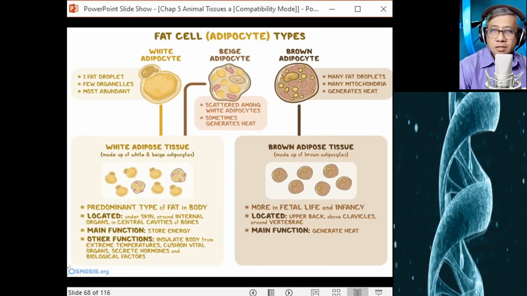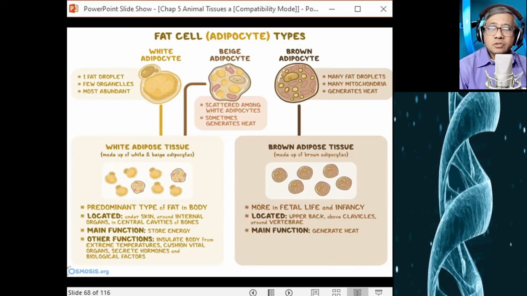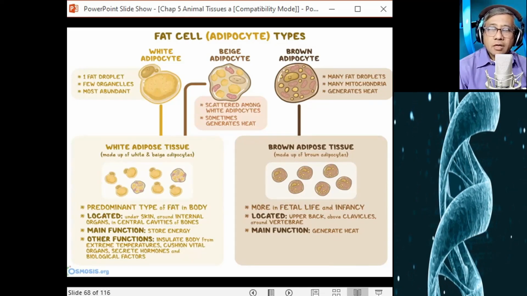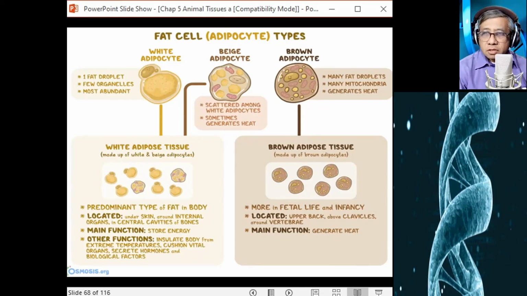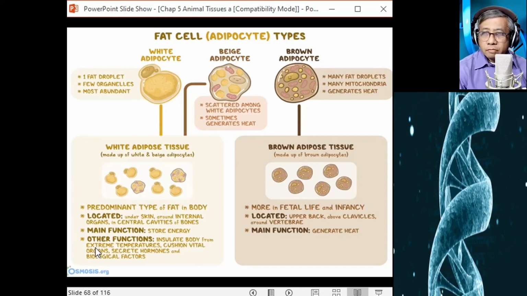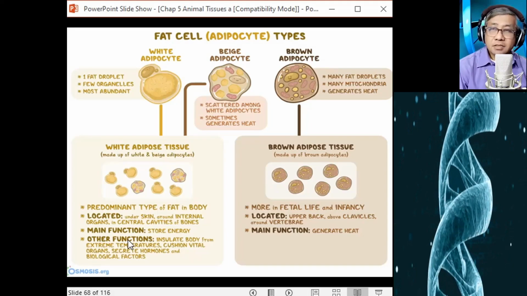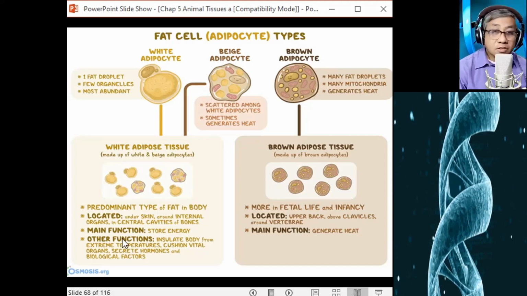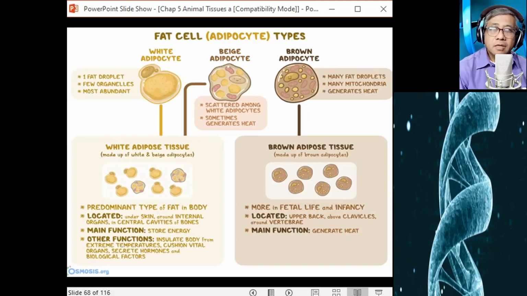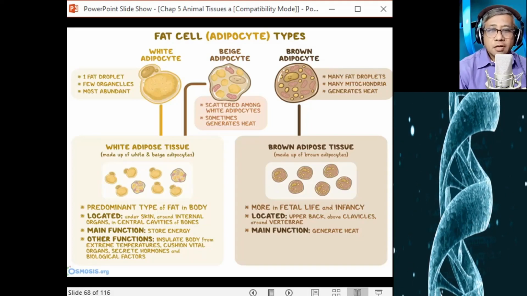Other functions of white adipose cells: they insulate the body from extreme temperatures. That is why the subcutaneous layer underneath the skin is made up of this type of adipose tissue, the white adipose tissue.